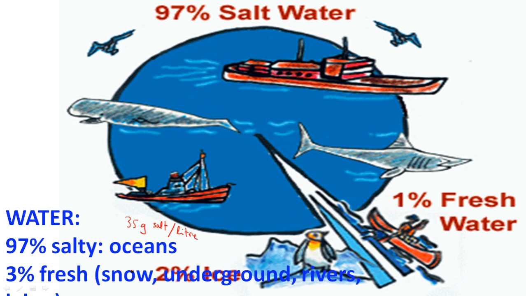Fresh water, el agua dulce, has some salt, but it has less salt than the ocean. You can find it as snow, you can find it underground, in rivers, lakes, right? So the salty water is the most abundant. 97% of the water in the planet is salty water, and just 3% is fresh water.